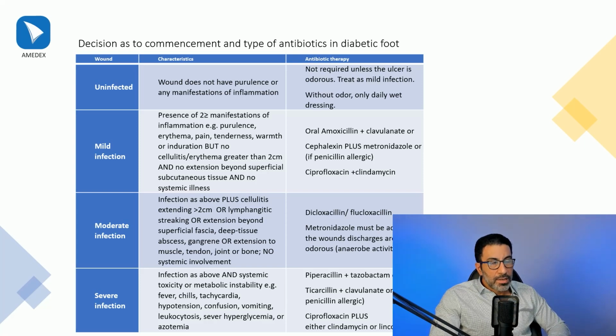Mild infection, we have 2 or more manifestations of inflammation, but we have no cellulitis greater than 2 centimeters, we have no extension beyond subcutaneous tissue, and we have no systemic involvements. Okay?